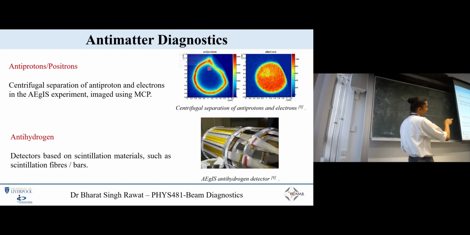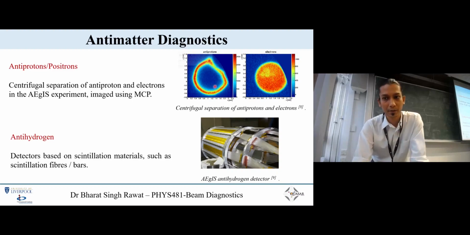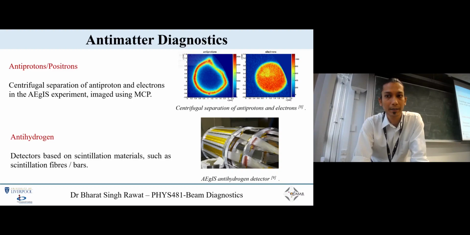But since antimatter is trapped using both electric and magnetic fields, let's say this is the magnetic field, they have a rotational motion along the magnetic field lines. Since antiprotons are heavier, they experience a centrifugal force outwards and form this kind of ring structure. That's how you identify the temperature of antiprotons, based on the size of the ring and other properties. So antiprotons, okay, you can detect using this.